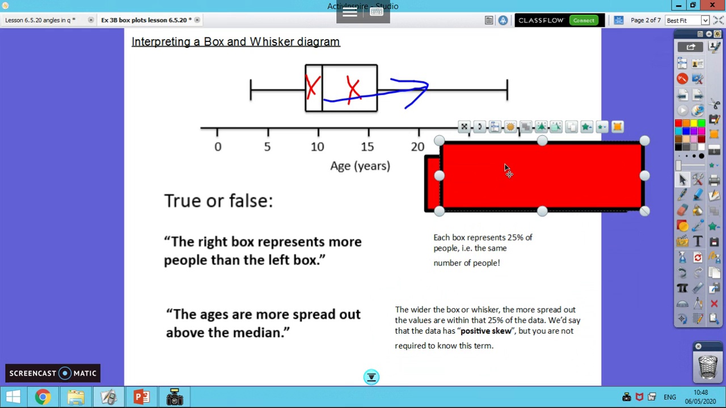So if the second box is larger, then we'd say that it has a positive skew. If the box above the median is larger, it has a positive skew. And if the box below the median was bigger, then it would have a negative skew. You don't really need to know those terms, but I think they do come up later, so it's good to see them earlier on.